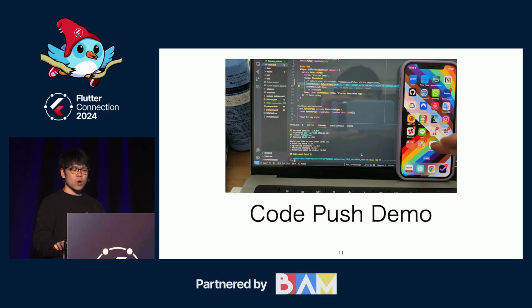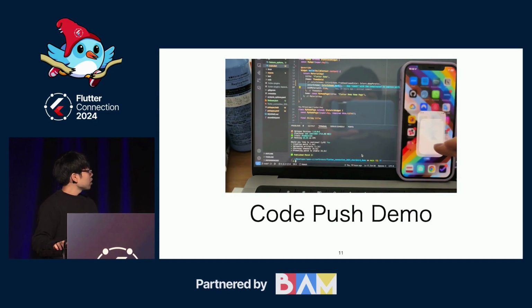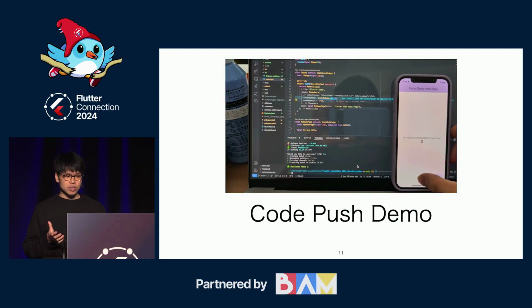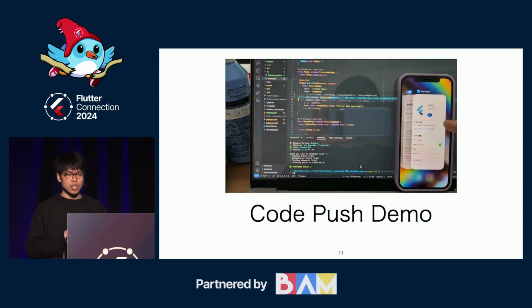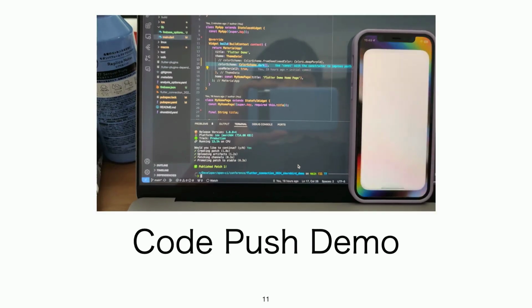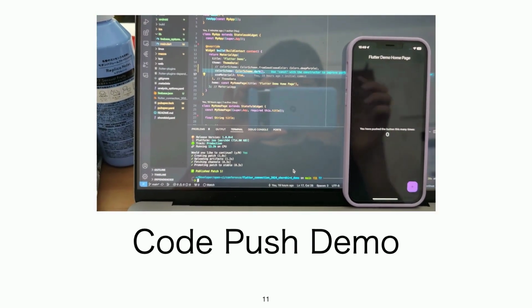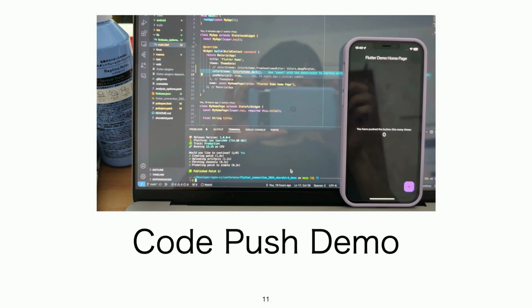Code Push demo. First, I'll show you how Code Push works. The first screen is the original Flutter counter. After killing the app, the Code Push patch was applied, so the screen became black. This doesn't use Firebase Remote Config or a similar service.